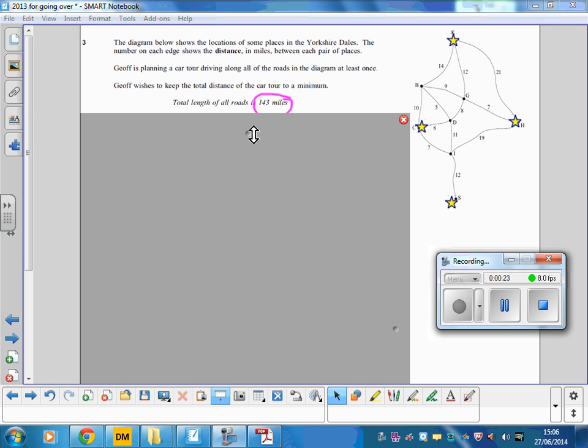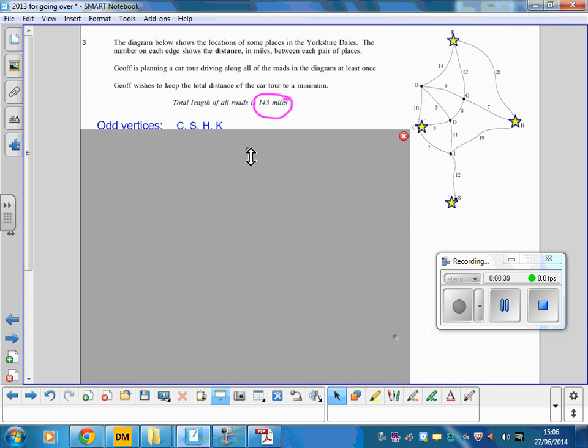First task for a Chinese postman is to identify your odd vertices. So for us here, these are the odd vertices. I've put little stars on them. They've all got an odd number of edges coming from them. 3 from H, 1 from S, 3 from C, 3 from K. Usually you get a mark for writing down your odd vertices. So there they are, C, S, H and K.